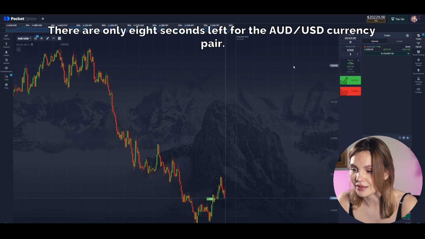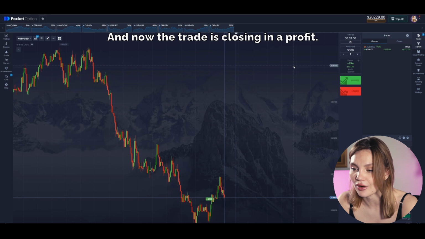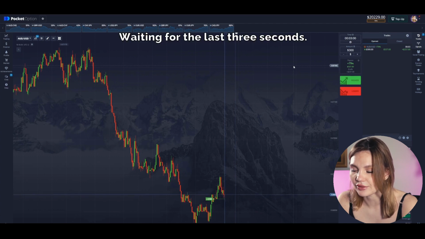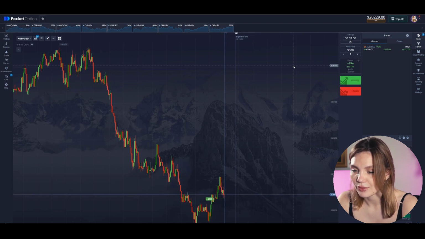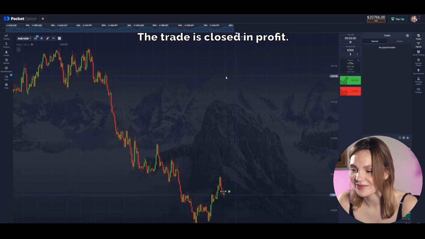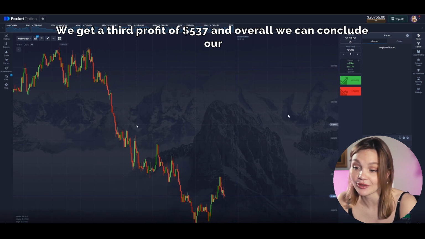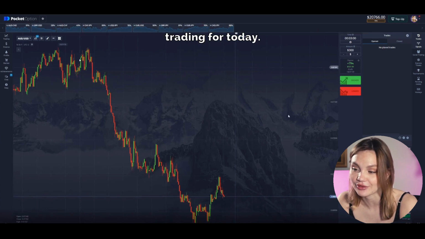There are only 8 seconds left for the AUD USD currency pair and now the trade is closing in a profit. Waiting for the last 3 seconds. 1 second, done. The trade is closed in profit. We get a third profit of $537 and overall we can conclude our trading for today.